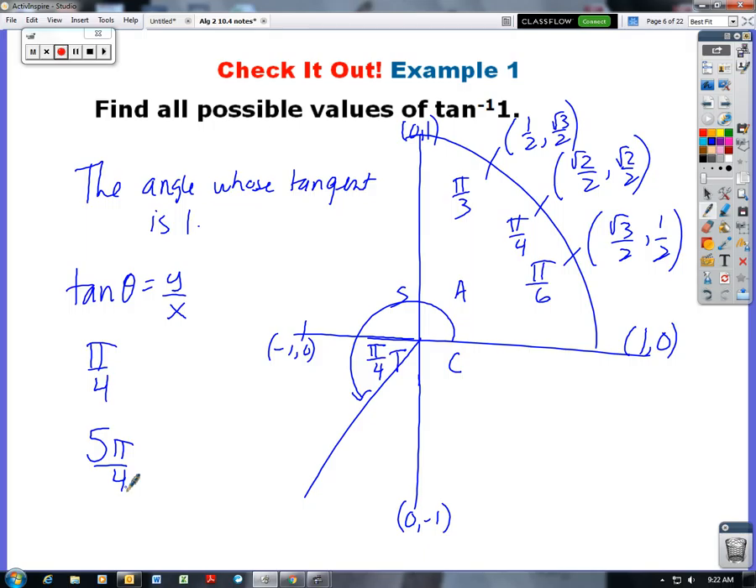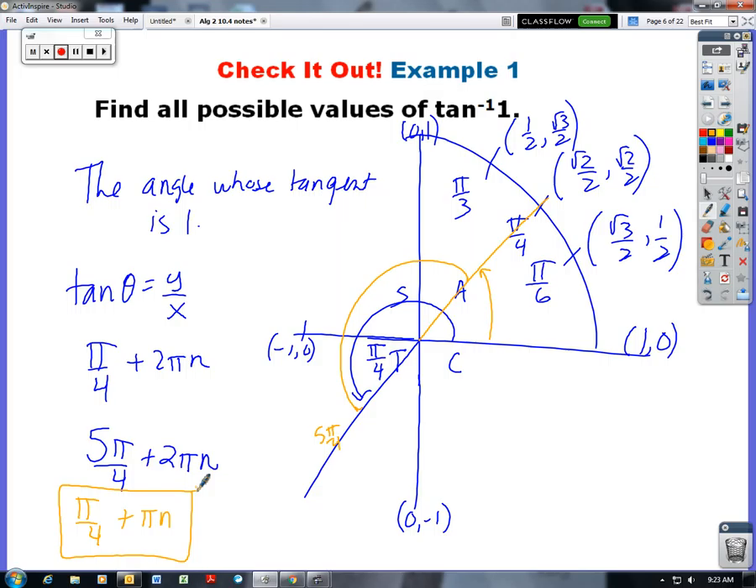And then we have to add the 2 pi n to each one of these to include all of the coterminal angles. Now something interesting about tangent is, here's the original, the pi over 4. Notice that 5 pi over 4 is just pi over 4 plus pi. So another way you could have written this, instead of writing this all out, all you really had to have was pi over 4 plus pi n. That's special for tangent and cotangent, because they differ by 180 degrees, or pi.